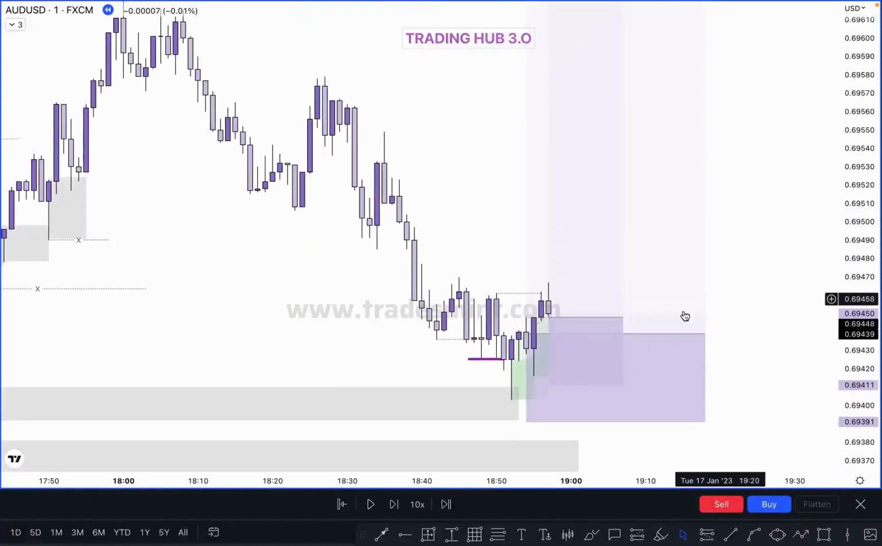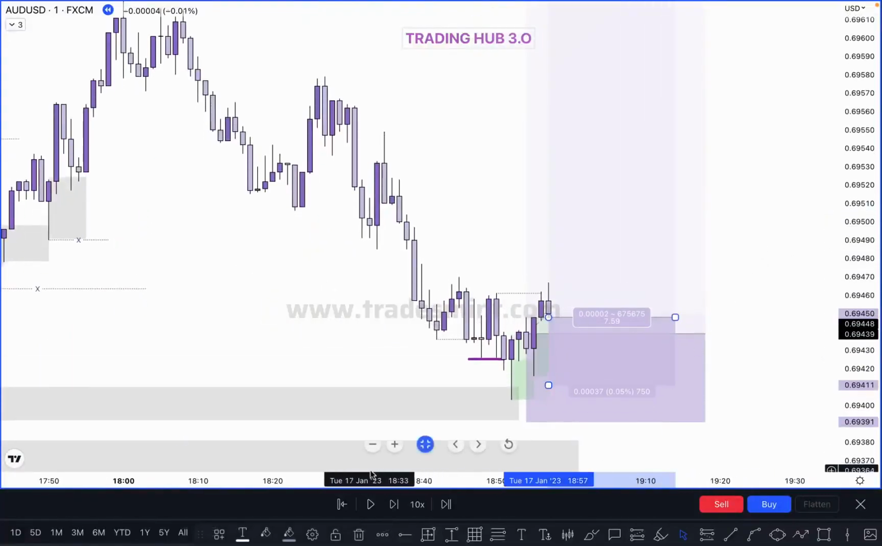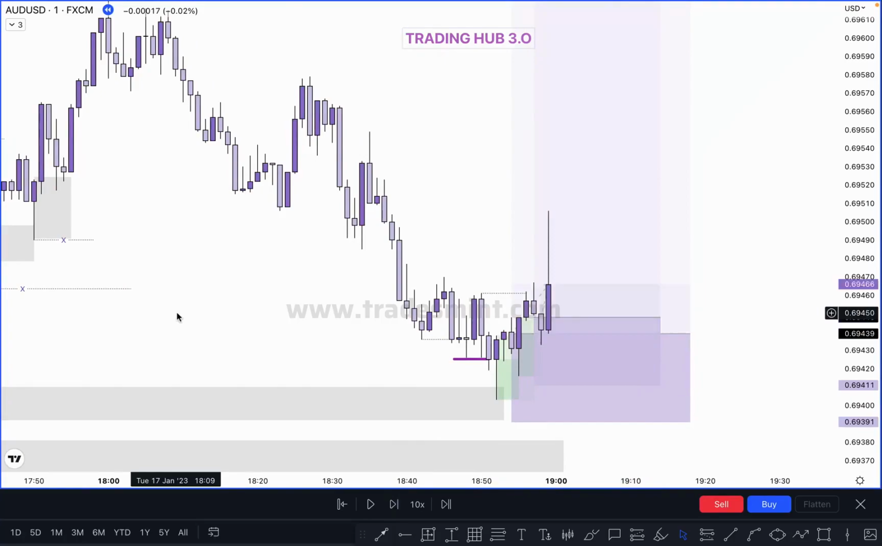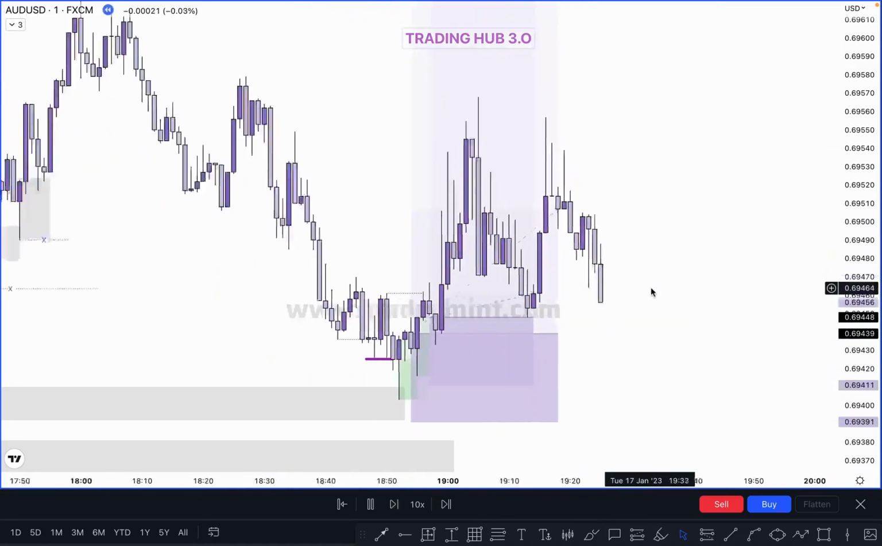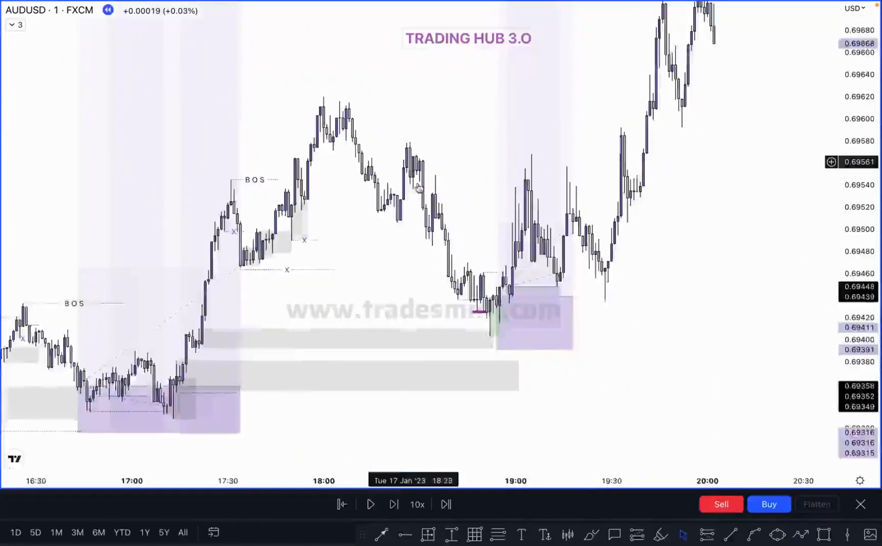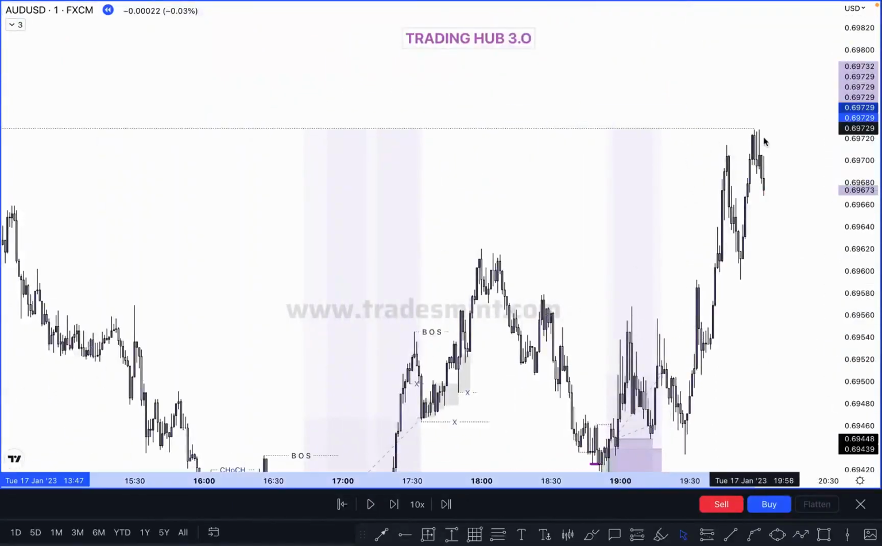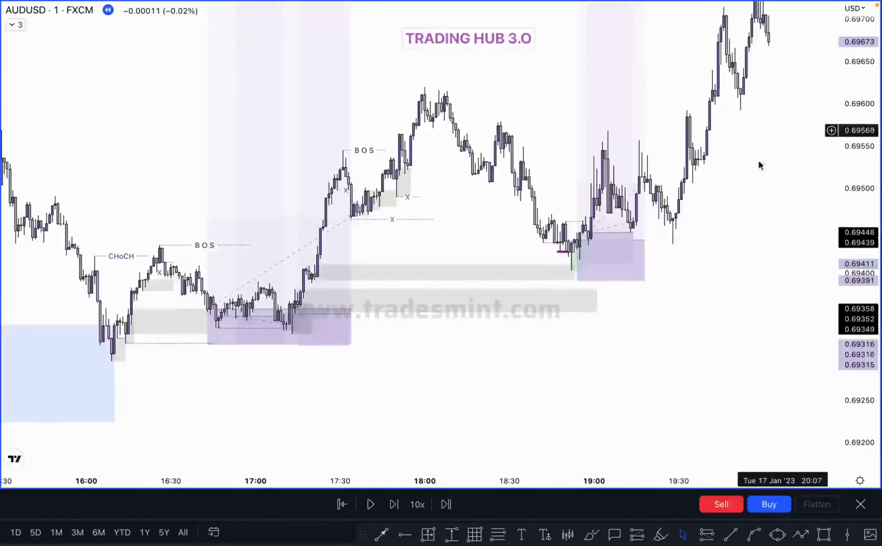Now let's see what happened next after this one. Okay, so finally it mitigates this order block, and this is our single candle order block right now. All right, let's see what is happening here, and the market is trying to go higher like this. Okay, so finally the market reached our target zone, which one is here. Right, so why did this move happen here?